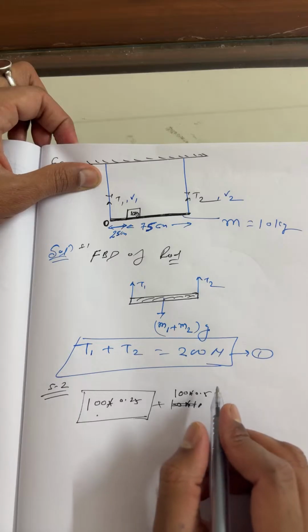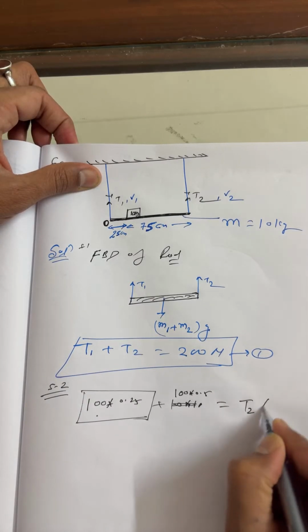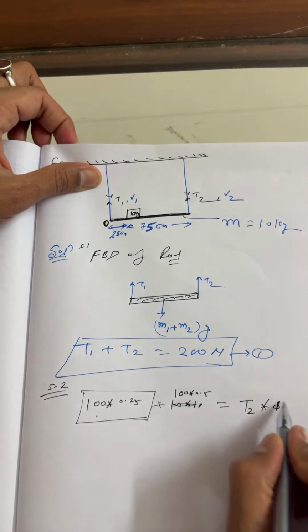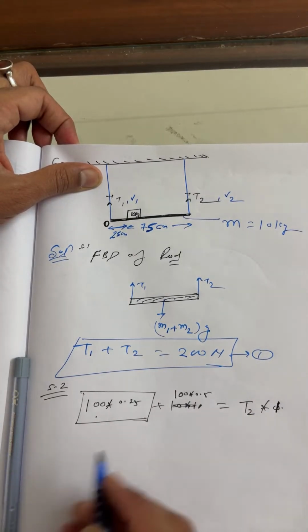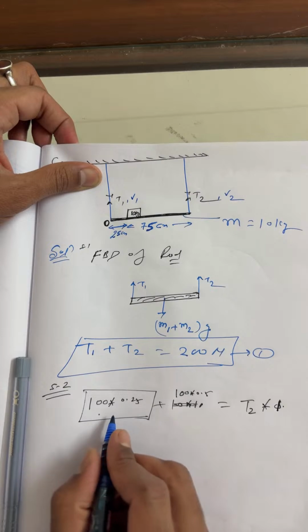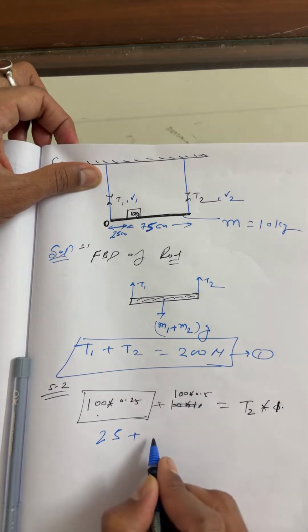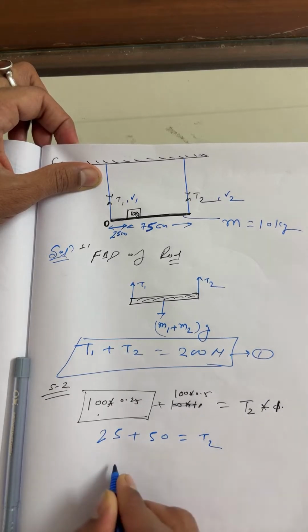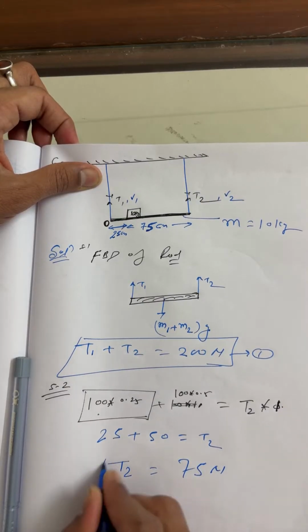This is equal to T2 into the entire length, 1 meter here. So now we will get T2 from here: 100 into 25 plus 50 is equal to T2. So T2 is how much? This is 75.